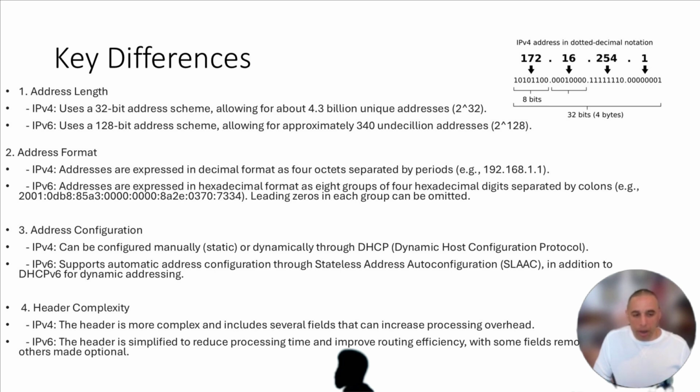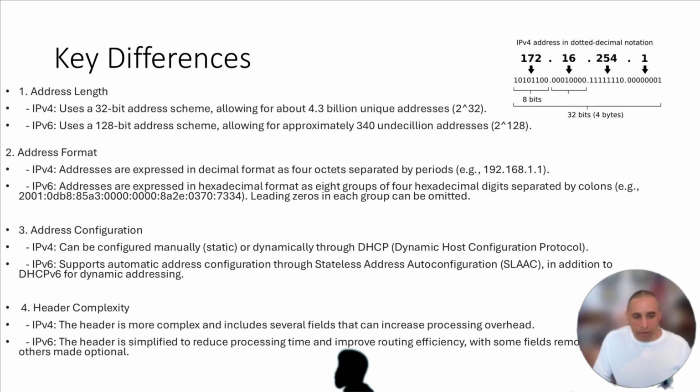Address format. IPv4 addresses are expressed in decimal format as 4 octets separated by periods, for example 192.168.1.1. IPv6 addresses are expressed in hexadecimal format as 8 groups of 4 hexadecimal digits separated by colons, as the slide shows in our example. As a side note, leading zeros in each group can be omitted.